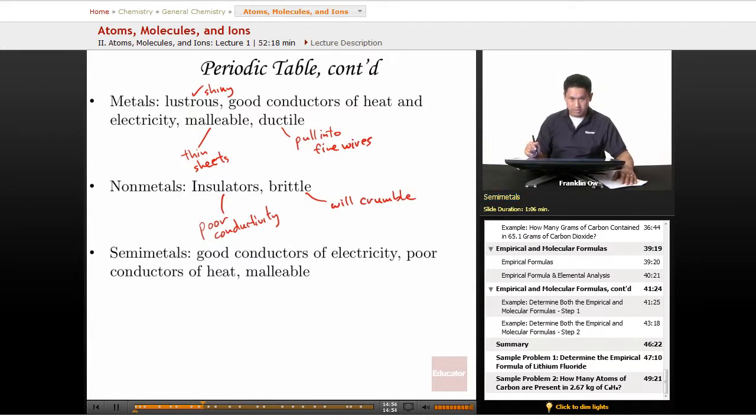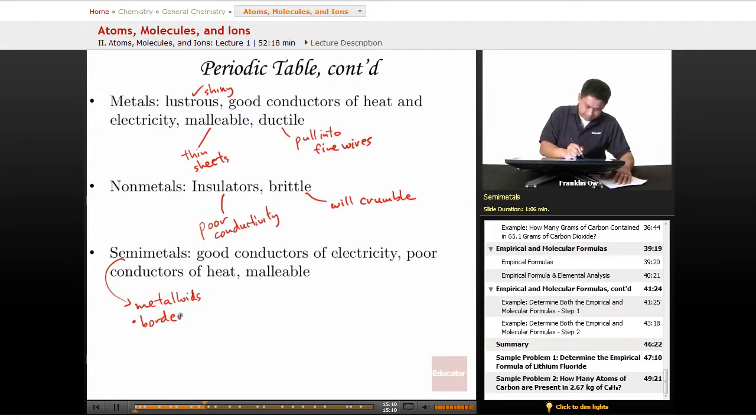Okay, but right in the middle, at the border between metals and nonmetals, that is where we find semimetals. Semimetals are also known as metalloids, and they border that staircase that we drew previously. Okay, so they border the staircase. And because they are called semimetals or metalloids, they are going to have properties of both. They tend to be good conductors of electricity, but poor conductors of heat, and they tend to be malleable.